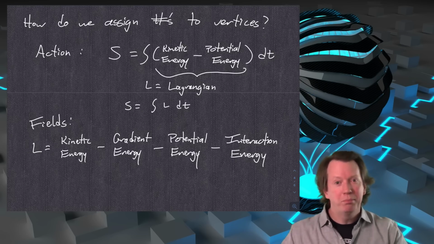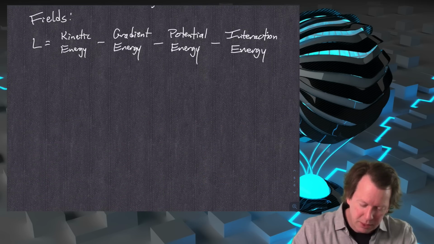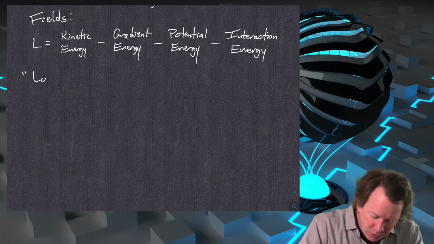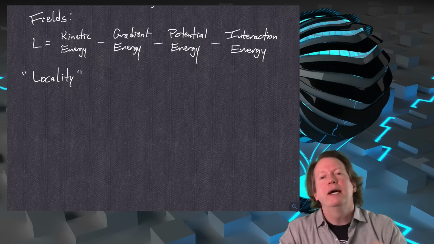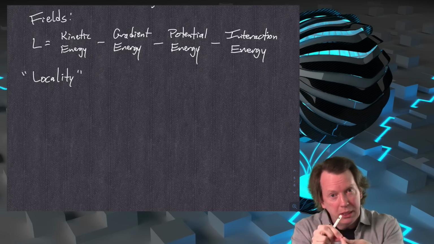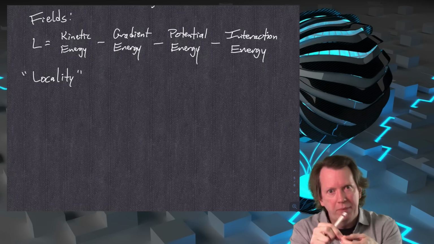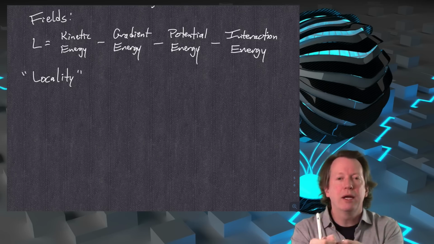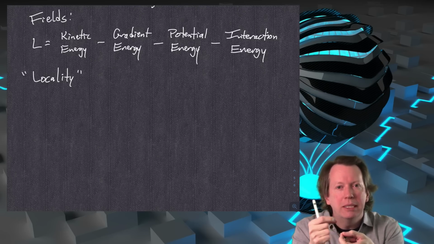Now they do have one more big simplification: locality. Locality in this sense means that two fields interact with each other, two different fields or the same field in itself, only when they are at exactly the same point in space.